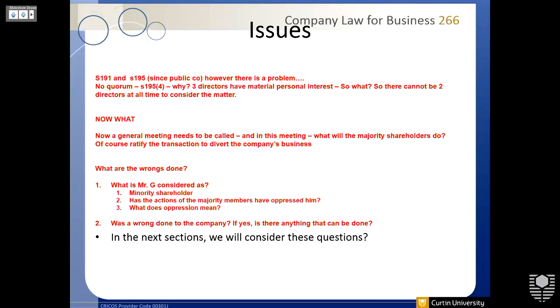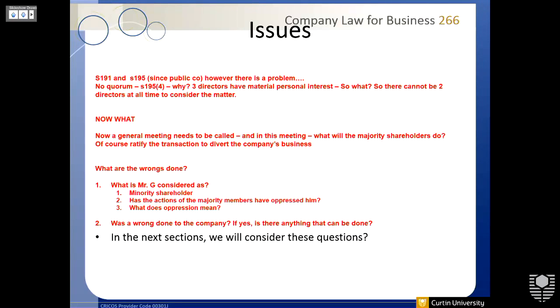If the majority shareholders are also the directors and they are taking the opportunity of the company elsewhere, and they're calling a meeting to ratify that contract, then a minority shareholder is being affected. So what are the wrongs done here? What is Mr. G considered as? Because he has 1/4 of the shares, he would be deemed as a minority shareholder.